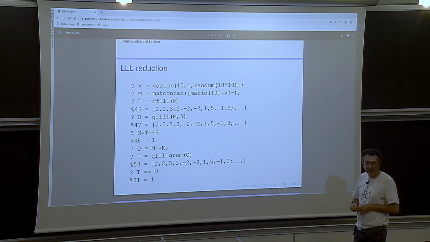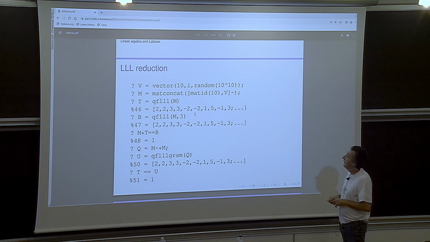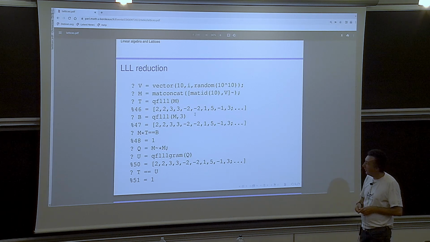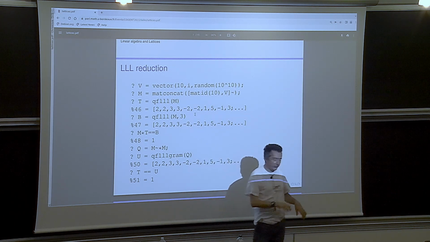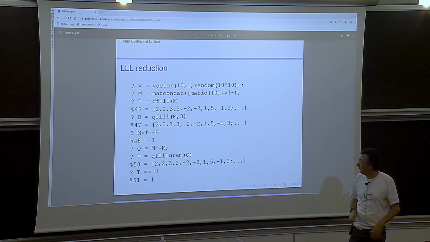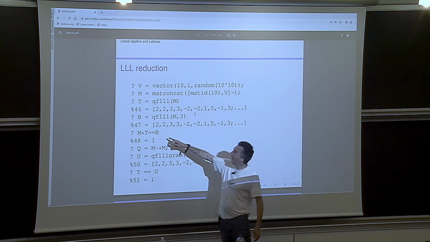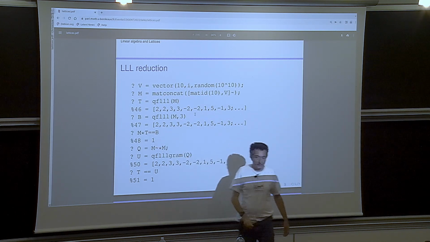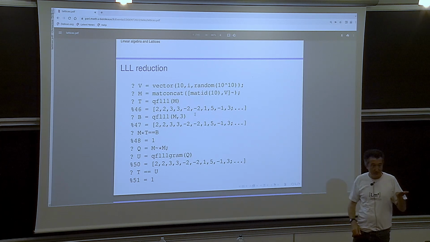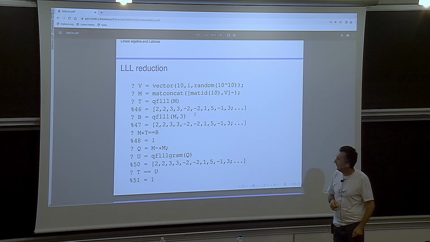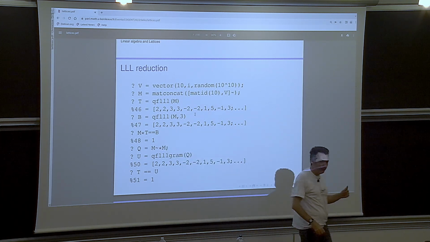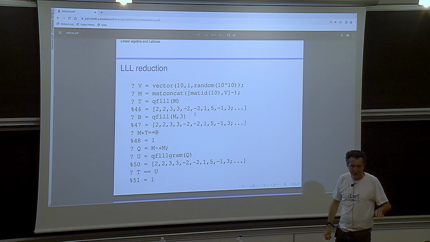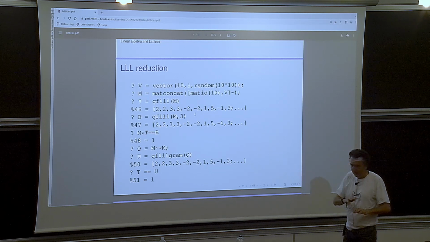This gives you the transformation matrix to get the reduced matrix. Or if you want, you can use the flag 3 to get directly the reduced matrix and not compute the transformation. Okay? So you check that M times T is equal to B. That is, you multiply the matrix by the transformation matrix, you get the reduced matrix. And it says 1 because there is a convention that when 1 is true, it means true in PARI/GP. 0 is false and 1 is true. So when you do equal and get 1, it means it's true.